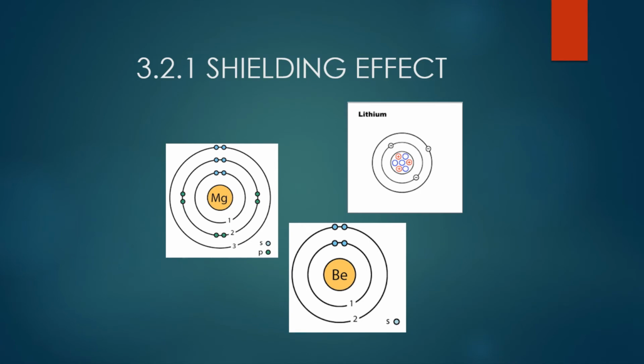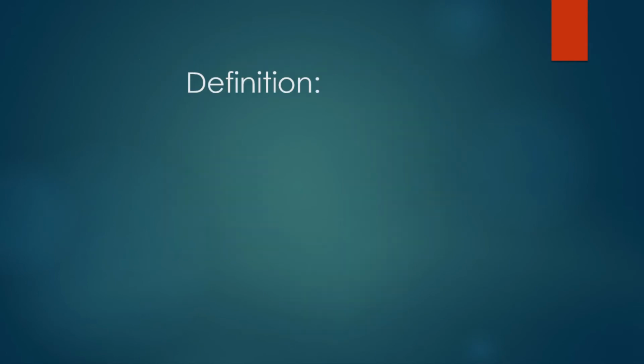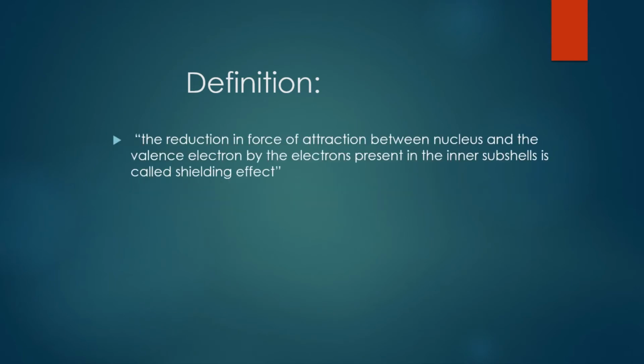Lithium has small shielding effect as compared to magnesium. Magnesium has more shielding effect because it has more shells, or you can say more inner electrons. So because of inner shells or inner electrons, the force of attraction between nucleus and the valence electron is less in magnesium as compared to lithium. This is called the shielding effect. Now we will see its proper definition that is given in your book. The reduction in force of attraction between nucleus and the valence electrons by the electrons present in the inner subshells is called shielding effect. Now we will discuss its trends.